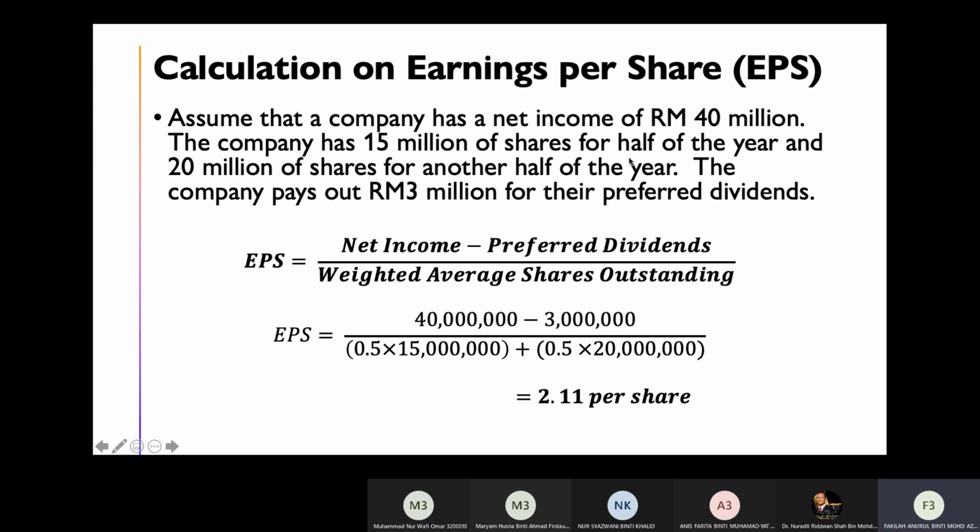The net income is 40 million. Then you have to minus the preferred dividend, which is 3 million. Because they have 15 million shares for half of the year and another 20 million for the other half, I just have to times 0.5 by 15 million, plus 0.5 times 20 million of the shares. So I will get 2.11 per share. This is how we calculate EPS.